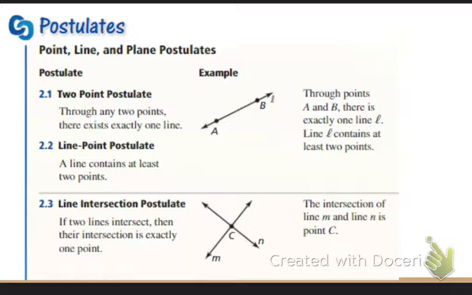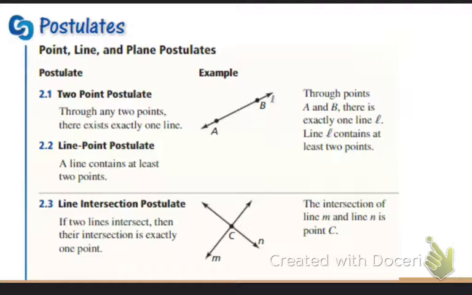So 2.1 is the 2-point postulate, which means through any 2 points, there exists exactly one line. You already know that, because how many points do you need to make a line? 2. So that's obvious, right? And then 2.2 says the reverse. A line contains at least 2 points. You already know that as well.